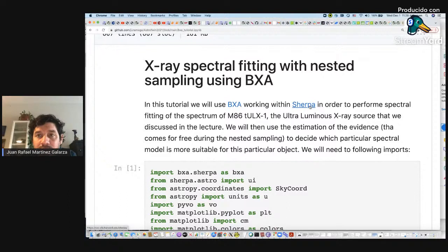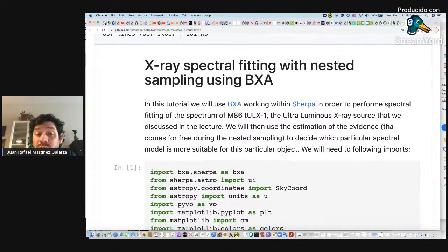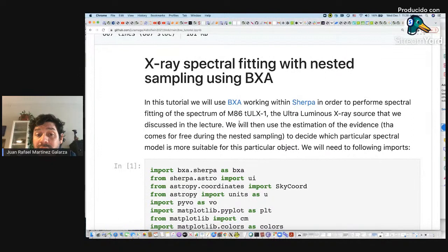Sherpa is just the CIAO part that deals with modeling of data. So for example, Sherpa contains all the physical models that you can fit to a spectrum. For example, you can fit a black body or a power law or a synchrotron emission model. So Sherpa will give you all those models. And BXA is a plugin to Sherpa that will take Sherpa models, take Chandra data, and do MCMC sampling using nested sampling to fit the models and provide you with posterior probability distributions for the models, et cetera, et cetera. All right.